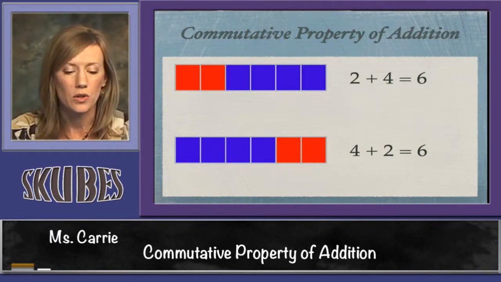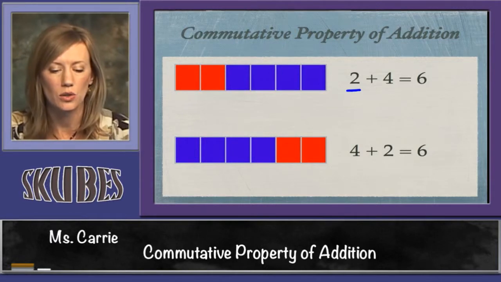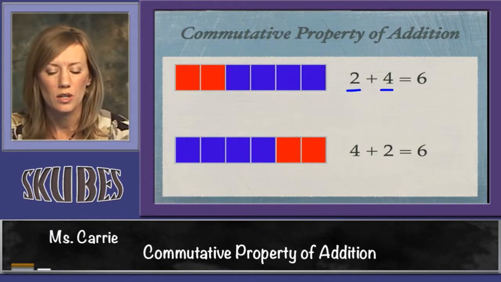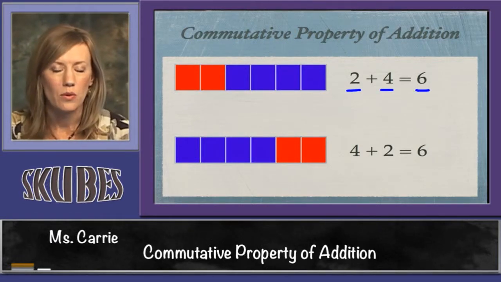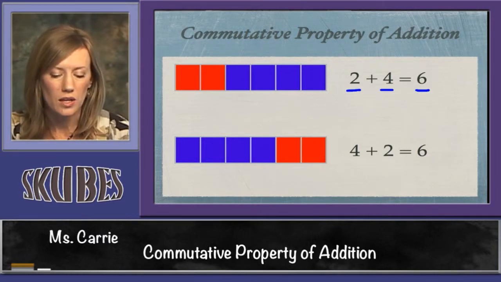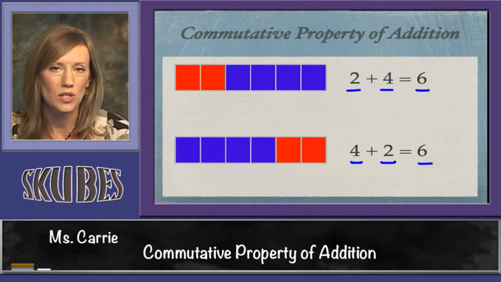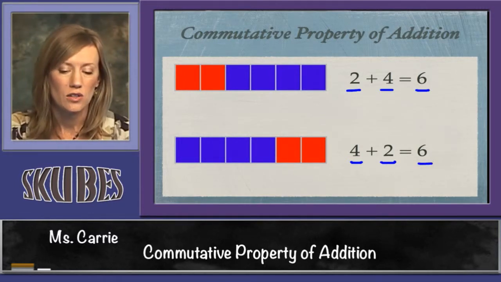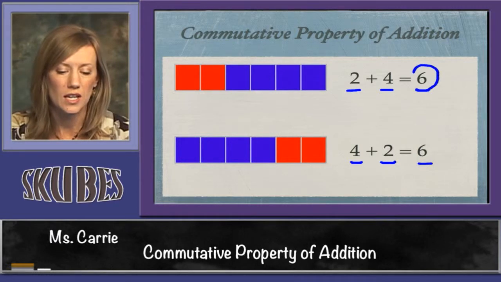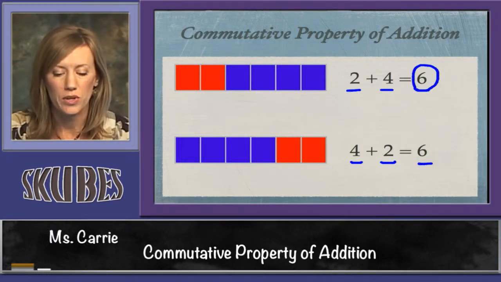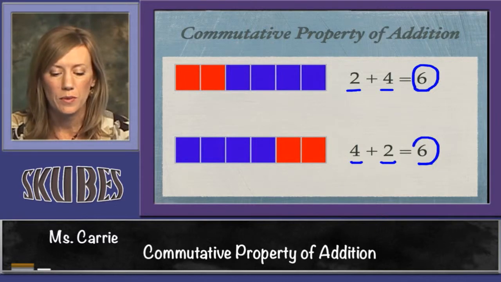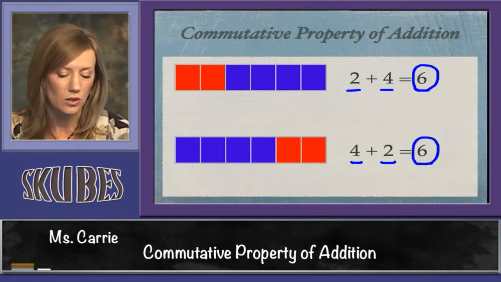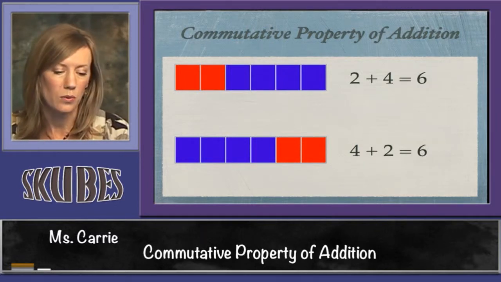When we look at this first problem here that says 2 plus 4 equals 6, and then we look at the problem below it, we flipped the 2 and the 4 and we made it 4 plus 2. And as you can see, you still get the answer 6. So the answer to 2 plus 4 is 6, and the answer to 4 plus 2 is 6. When you flip the two numbers, you get the same answer. Let's look at another one.